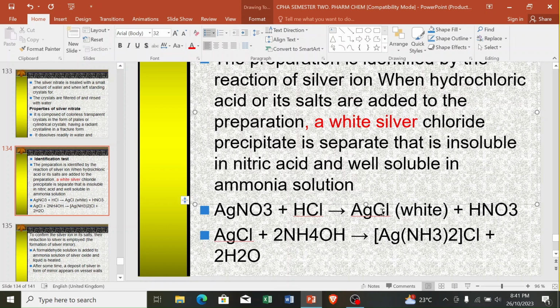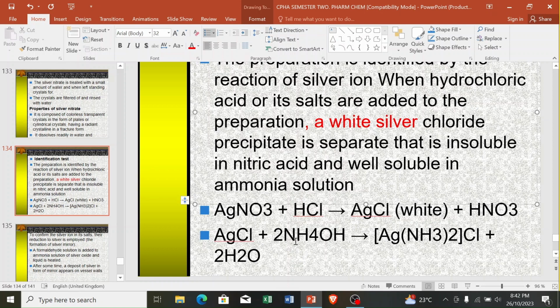And this white precipitate, when we add nitric acid to the component of our silver nitrate formed, we find that there will be no observable change. That is why they are saying it is insoluble in nitric acid.